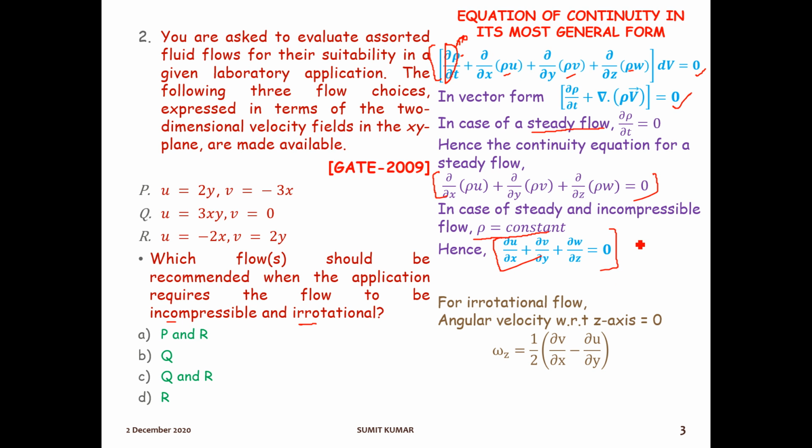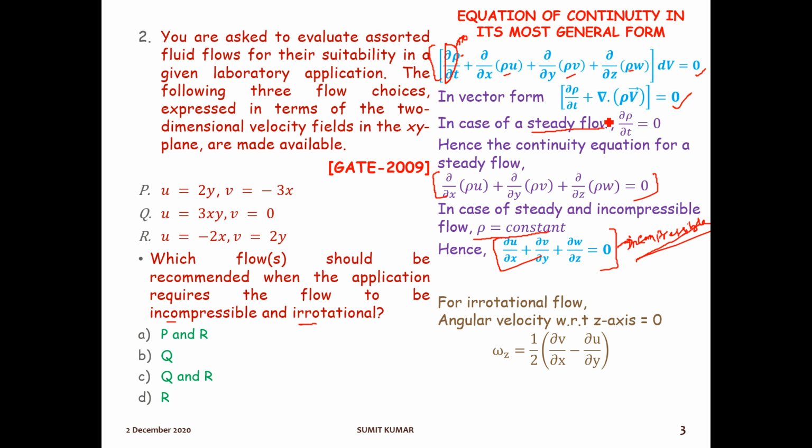So this equation is for incompressible fluid. Okay. For incompressible flow, the continuity equation becomes del u by del x plus del v by del y plus del w by del z. By showing this equation, we cannot comment on the steadiness of the flow. It may be steady, it may be unsteady. So by writing this equation, we can only say the flow is incompressible.